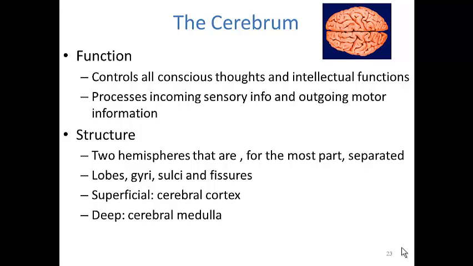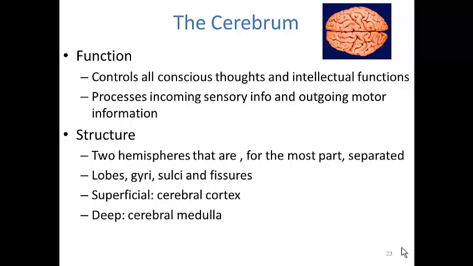In terms of its structure, the cerebrum has two hemispheres that are, for the most part, separated. They are connected through things like the white matter connections, like the corpus callosum. But for the most part, they are pretty separate. The cerebrum has several different lobes. The bumps all over the cerebrum are called gyri, gyrus for singular. And the little valleys where the bumps go down, those are called sulci or sulcus for singular. A really large sulcus is called a fissure.